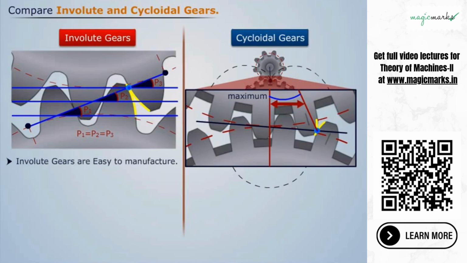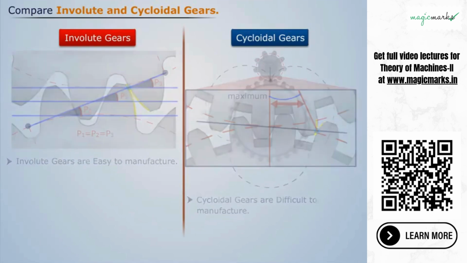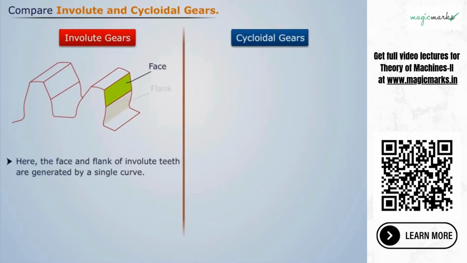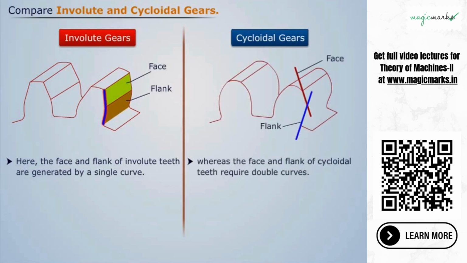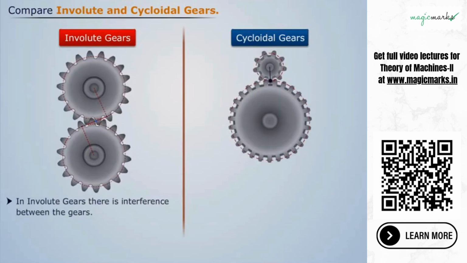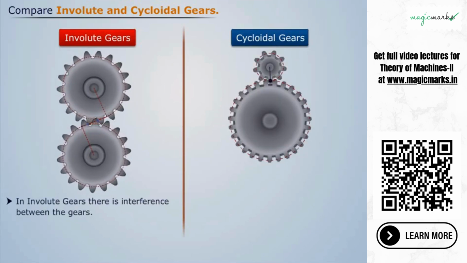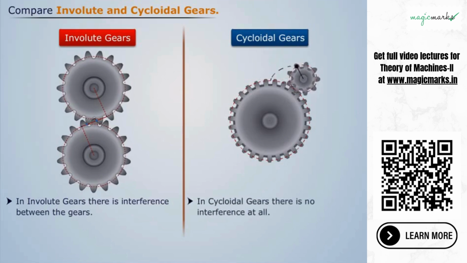Involute gears are easy to be manufactured as compared to cycloidal gears. This is because the face and flank of involute teeth are generated by a single curve, whereas the face and flank of cycloidal teeth require double curves. In involute gears, there is interference between the gears, whereas in cycloidal gears, there is no interference at all.